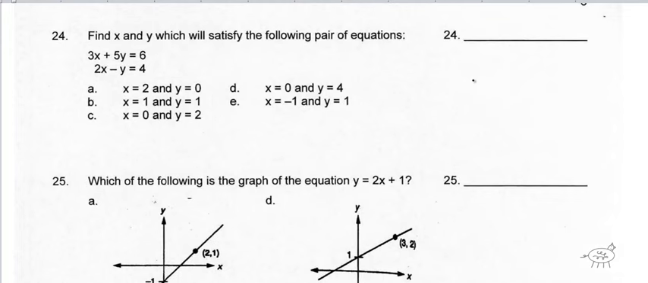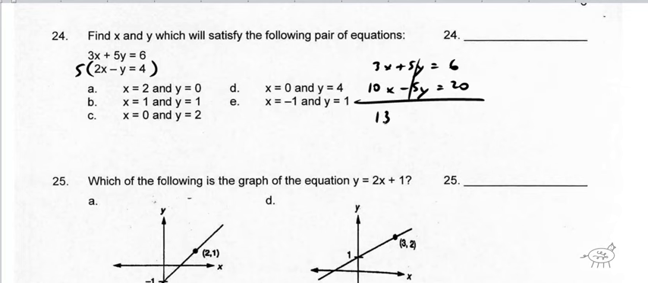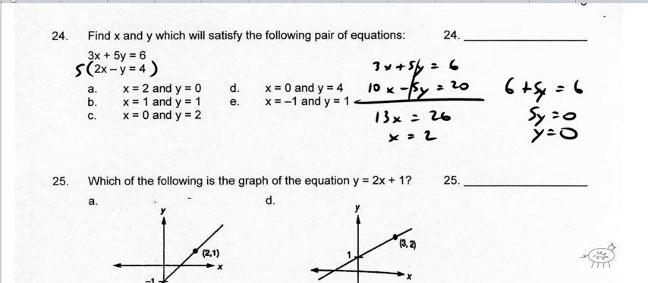Find x and y which satisfy the following pair of equations. It's a system of equations, guys. Polynomial, man, that's the way I'd go, but let's do it without polynomial here. It's quick. Multiply that by 5. So I get 3x plus 5y is equal to 6, and 10x minus 5y equals 20. So the y's cancel, and you get 13x equals 26. So x is 2, and I'll plug it back into the first equation. 3 times 2 is 6, plus 5y equals 6. Then I can subtract 6 from both sides, so I get 5y equals 0. So y is 0. So it's A.